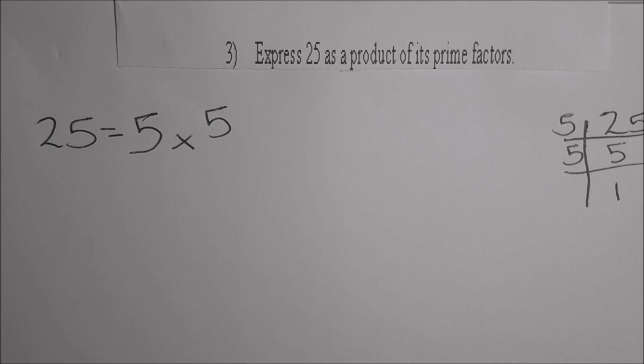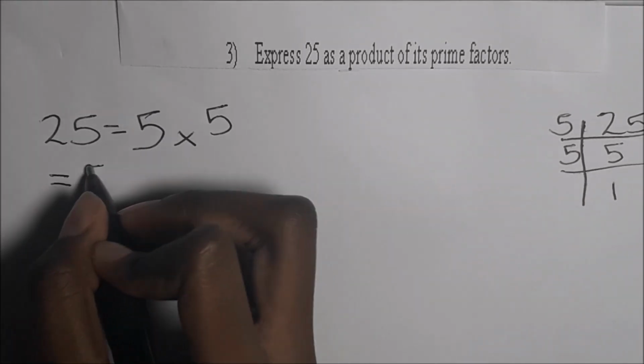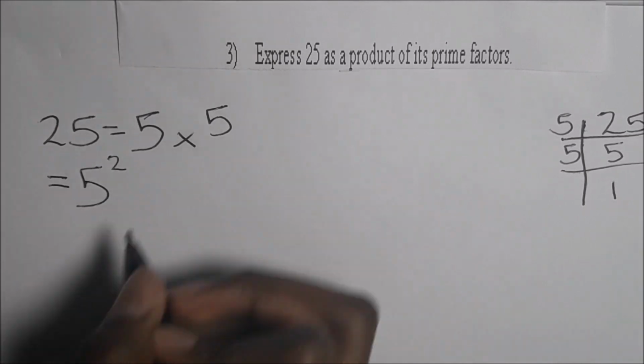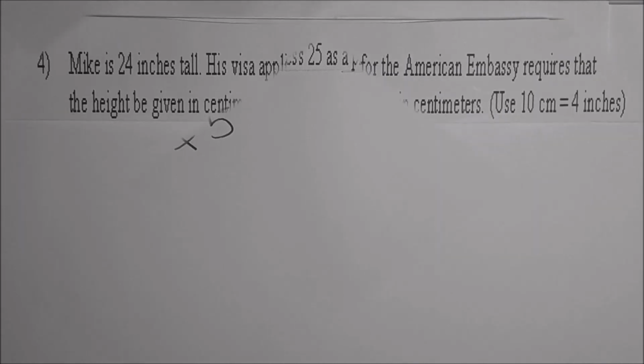How else can you write 5 times 5? Equal? 5 squared. Right. And what do we call the 2? An exponent. The exponent. What do you call the 5? The base. So the exponent shows you how many times you multiply the base.